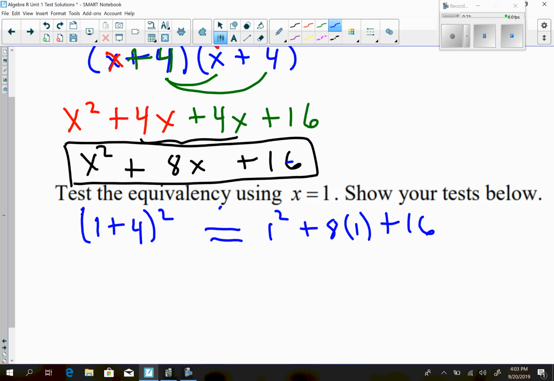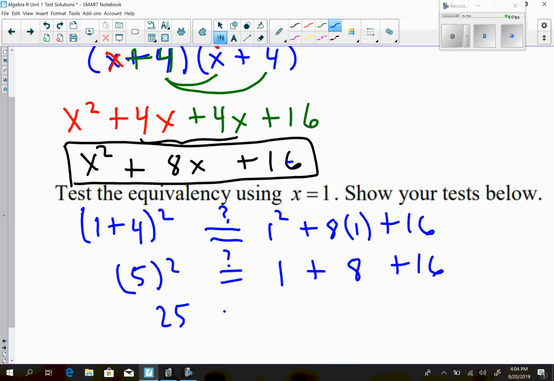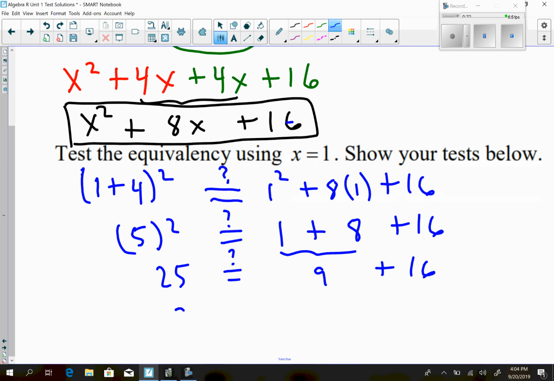So I'm testing to see if these are equal. 1 plus 4 is 5, and that has to be squared. 1 squared means 1 times 1, plus 8 times 1, plus 16. 5 squared is 25. 5 squared means 5 times 5. 1 plus 8 is 9. Don't forget plus 16. 9 plus 16 is 25. So 25 equals 25. So it checks.